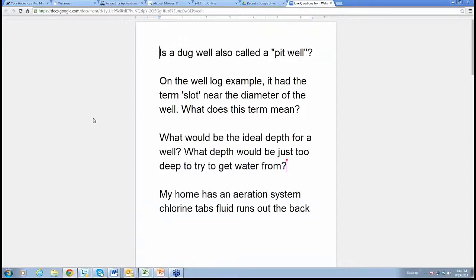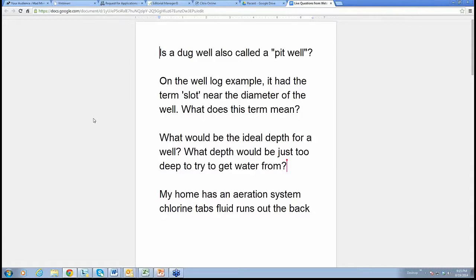It says, is a dug well also called a pit well? No, a pit well, at least in my experience, means that the well's down in a pit. As I explained earlier, in the old days, what everyone did is they dug a pit that was 4 foot deep or more, and that's where they installed the well. That way they could keep it from freezing in the winter. If you're in a warm climate and they talk about pit wells, then that's a term I'm not familiar with. But if you tell me where you're at, I can try to talk to a well driller and find out.